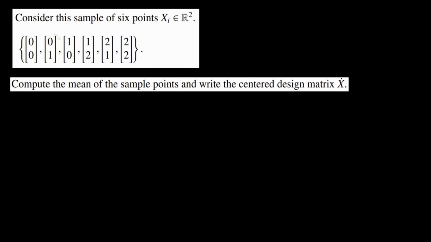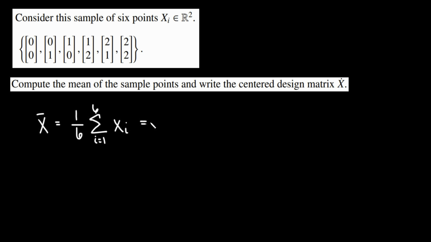And the first task is to compute the mean of the sample points and write the centered design matrix X dot. Okay, so taking the mean is pretty straightforward. I'll call the mean x bar for now. So the mean of the 6 points, we're taking just a typical mean, so we're going to have to divide by 6. And we want to sum up each x sub i from 1 to 6. We'll just call it from left to right, 1 through 6, right?